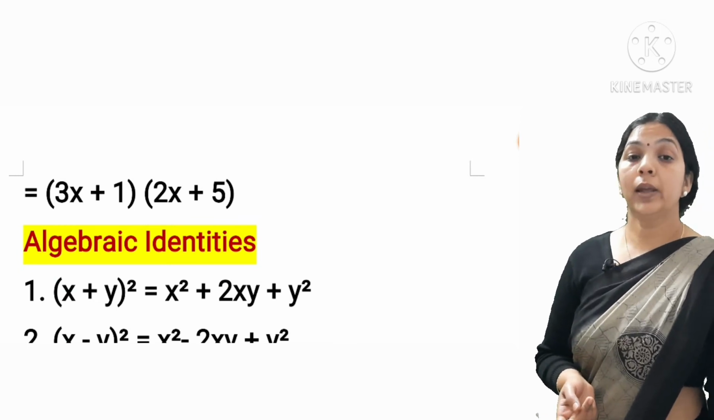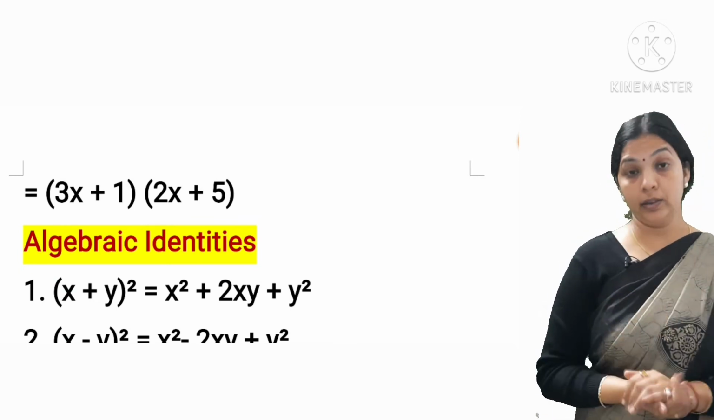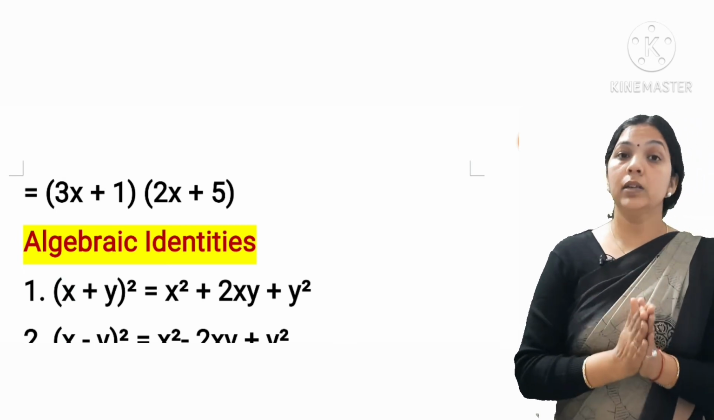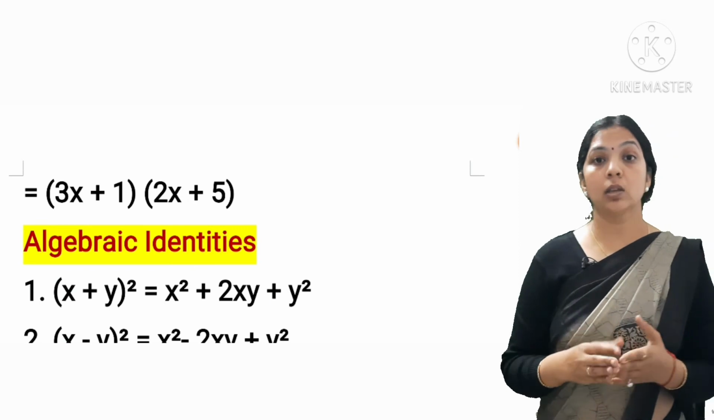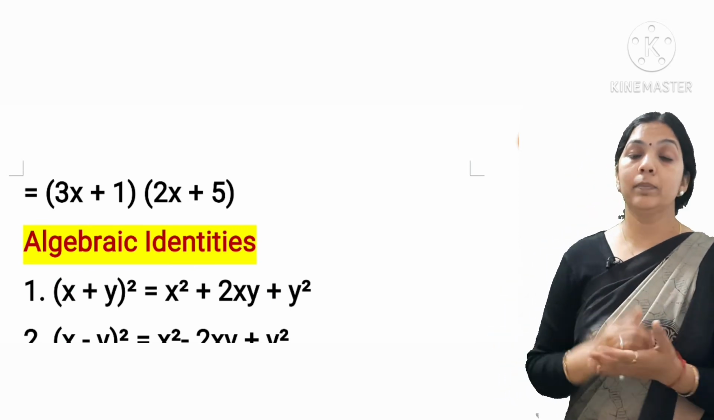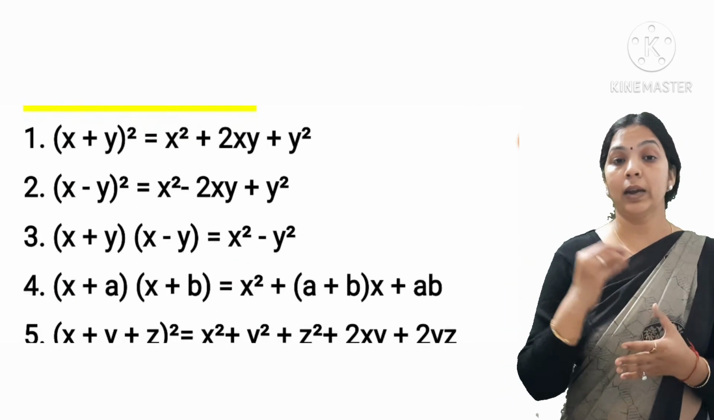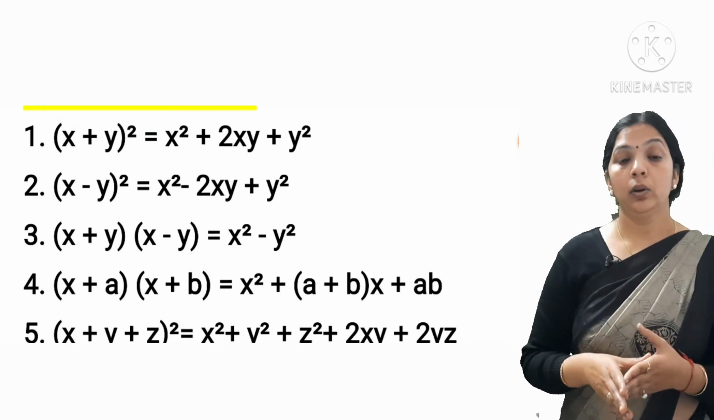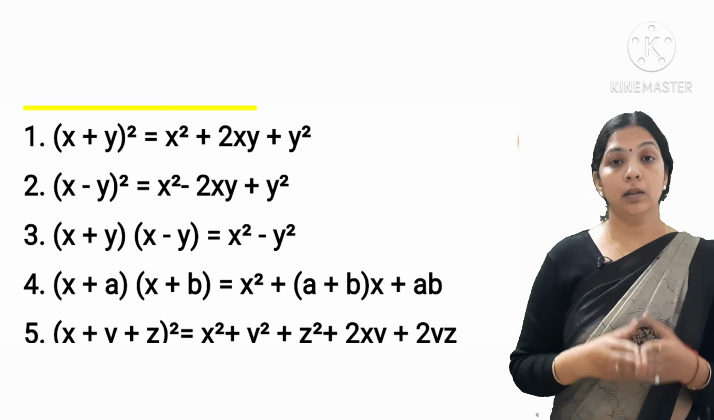Now the next topic is algebraic identities. What are identities? Identities are algebraic expressions which are true for all values. It means whatever value you assign to x and y, the two sides are always equal. So there are important identities.